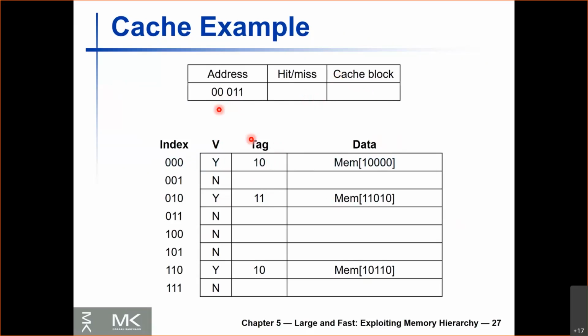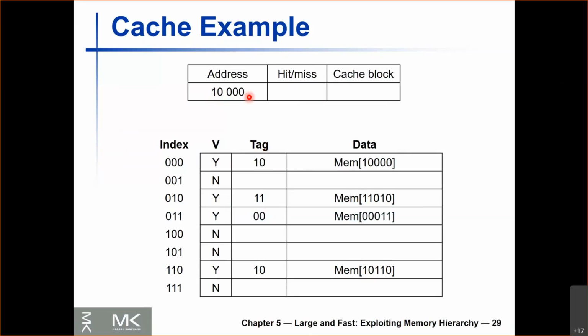Next I have 00011. What's my index here? 011. I come down to 011. It's not valid, so I have a miss. And when I have a miss, I'm going to get the data here and put my tag. What's my tag? 00, exactly. Then another address comes along, 10000.